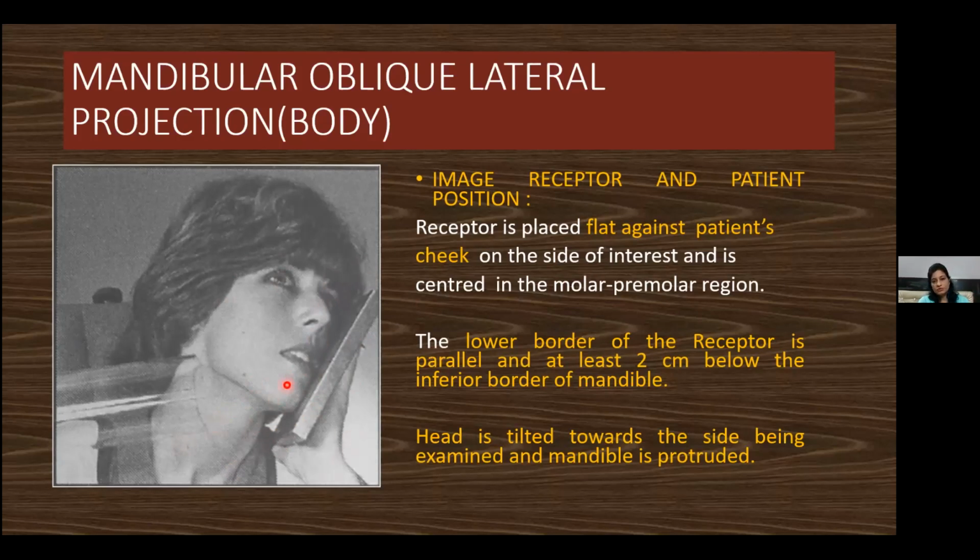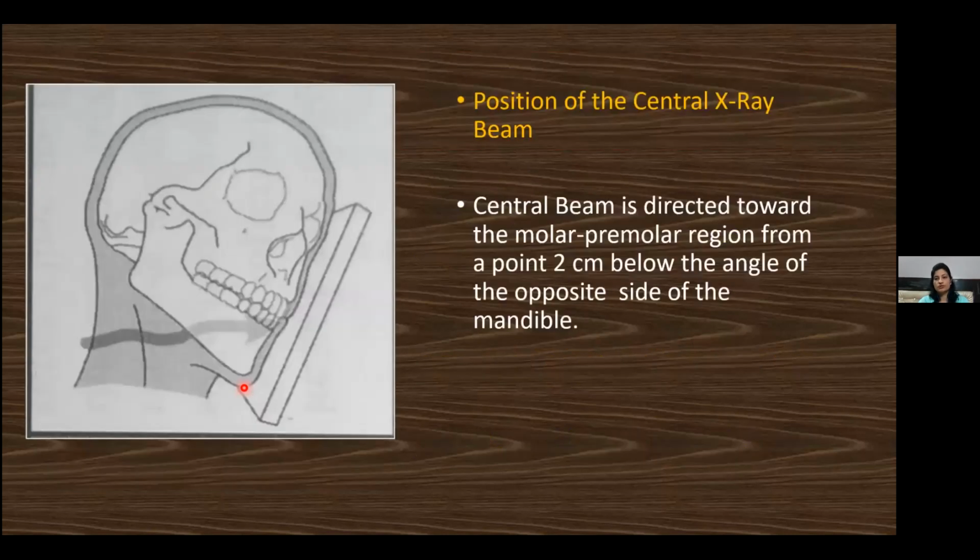Next, can you see the mandible is protruded, right? Head is tilted, mandible is protruded, head is tilted to the side being examined, the cassette is placed along the side being examined, flat against the cheek, right? So body projection. Central X-ray is directed towards, it is a body, so means molar premolar projection. So central X-ray will be directed towards molar premolar region from the opposite side, opposite angle, right?